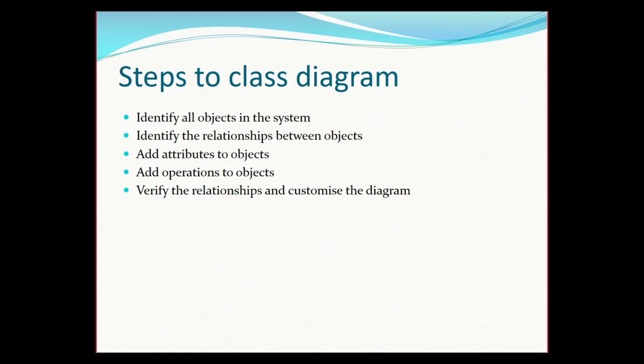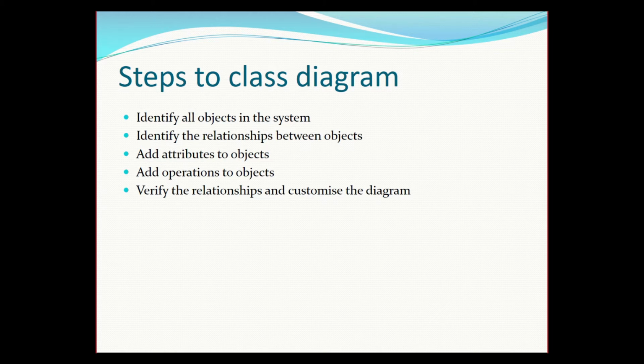Let's go and practice how to draw the class diagram, which is a very important practice. Please make sure that you understand the previous explanation about the relationships and how to identify objects. As we said, the first step is to identify the objects in the system. The second step is to identify the relationships between these objects, and then you add the attributes and the operations. After you draw the main things, you have to verify and refine the structure of the diagram.